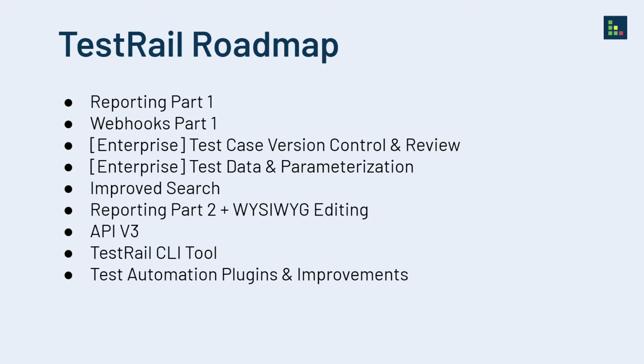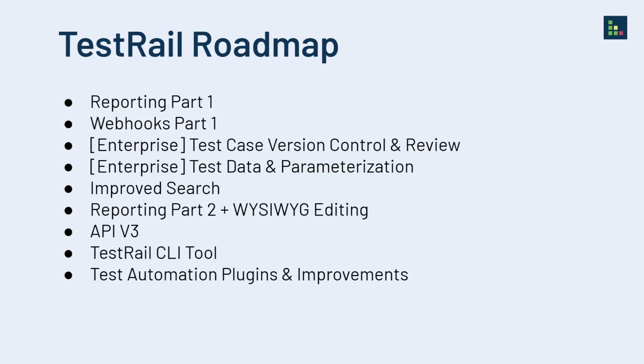API v3, this is still a little way off. It's still being discussed, but basically we're planning to either move to a true REST based implementation of the API, or possibly a GraphQL implementation of it. We're still thinking that through though. The TestRail CLI tool, so we're looking at building out some kind of client-side agent which helps you to streamline the process of synchronizing all of your automated tests and results between your automation stack and TestRail.